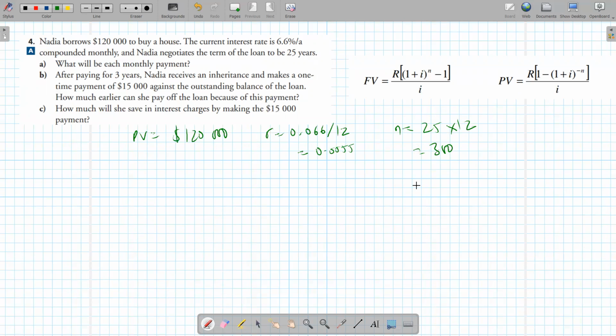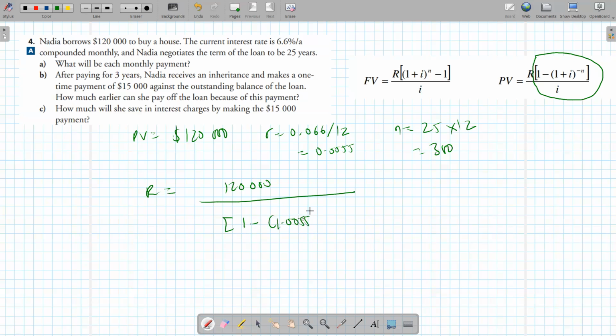What are we looking for in part A? What the monthly payment is? So that is R, yeah? Look at this. I'm gonna do this in one shot, okay? R is gonna be PV, which is 120,000. I'm basically gonna divide both sides by this, and I can do this because it'll save us time. You'll be able to do this eventually as well. You can do this in one shot. It takes like 10 seconds.